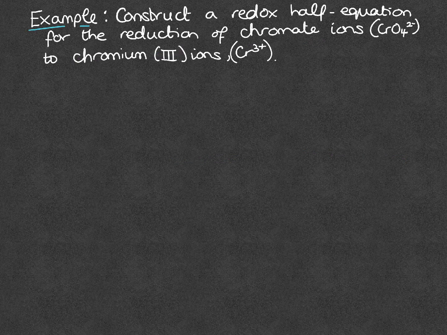So let's think about how we do this by looking through an example. Here we're asked to construct a redox half equation for the reduction of chromate ions, and you're given the formula for that to chromium 3 ions. So the first thing to do here is to write out the bit that you know on the left-hand side and the bit that you know on the right-hand side of the equation. So we're going to put our chromate ions on the left. They are CrO4 2-. Leave lots of space because we know we're going to have to add things around it, and that's going to Cr3+.